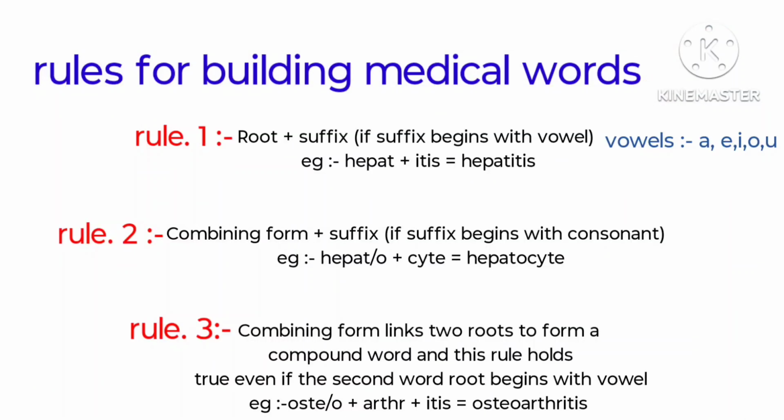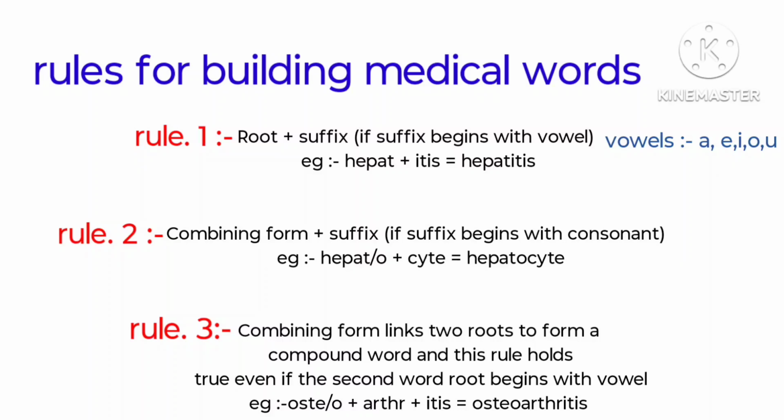Now we'll see the rules for building medical words. Before telling the rules, I want to tell some basics that everyone must know. First, we should know which are vowels and which are consonant. Alphabets A, E, I, O, U are known as vowels. Alphabets other than A, E, I, O, U are known as consonants.